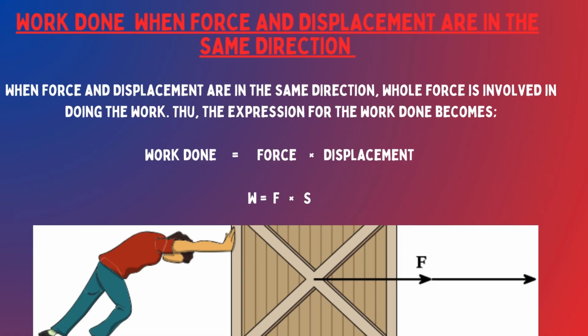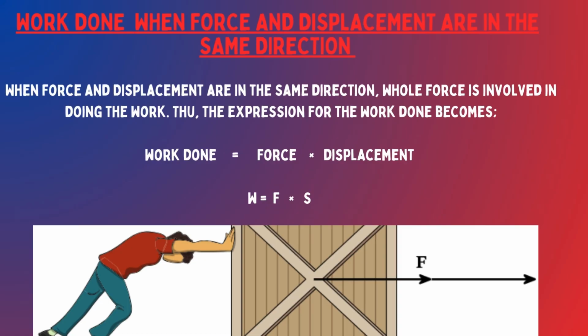As we know, the expression for the work is displacement into the component of force in the direction of displacement. As in this case, the whole force is in the direction of displacement, so we can say the component of force in the direction of displacement is the whole force. So the expression for the work will become displacement into force, or we can say force into displacement. So work is equal to F into S. So in short, when force and displacement are in the same direction, the expression for the work done is F into S, applied force into displacement.